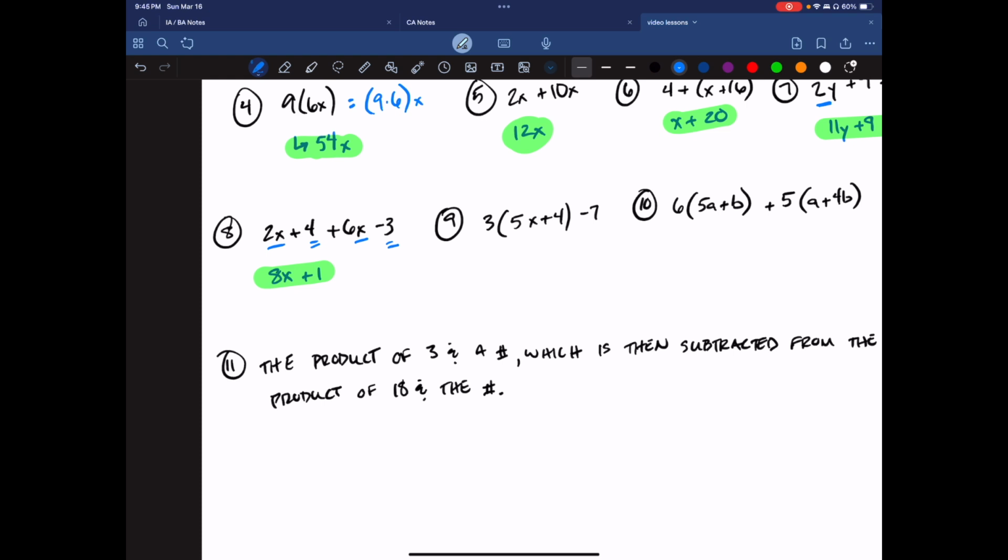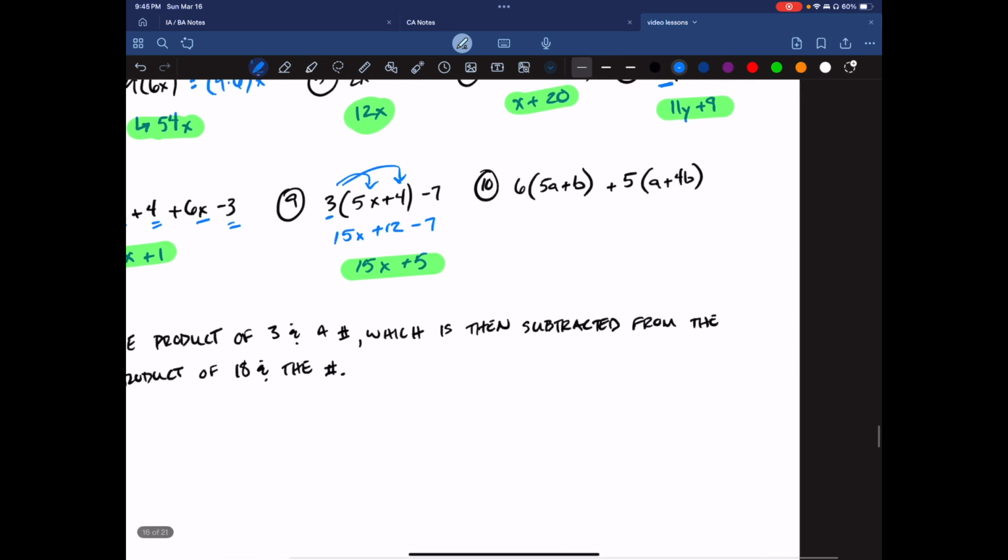Here, you want to distribute, meaning you want to take 3 out front. You want to give it to everything on the inside. So that means this is going to be 15x plus 12 minus 7. And then you would say that 12 minus 7 is 5, so this would be 15x plus 5. 12 is bigger, 12 is positive, so this is going to be plus 5, and that will be my answer.